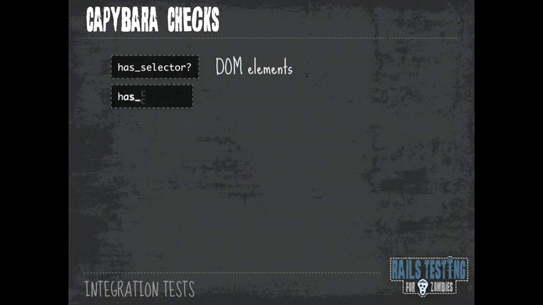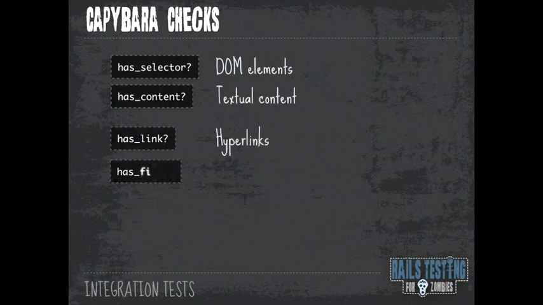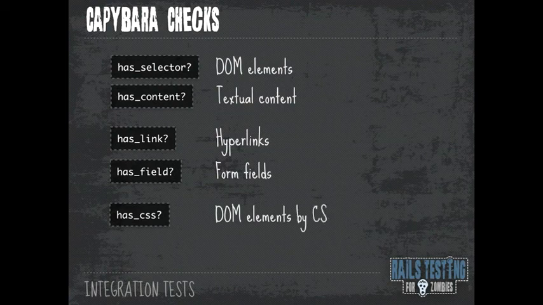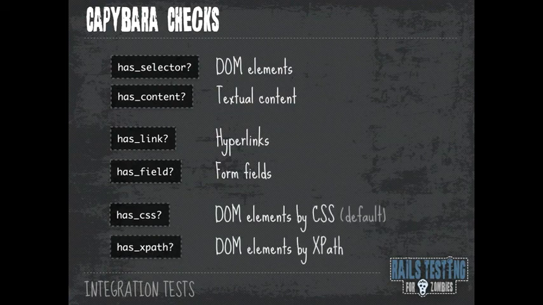Along with hasContent and hasSelector, we get something like hasLink, hasField, where we check for a hyperlink, or we check for a form field. We also have even lower level things like hasCSS or hasXPath. If that's what you need, it's also there for you.